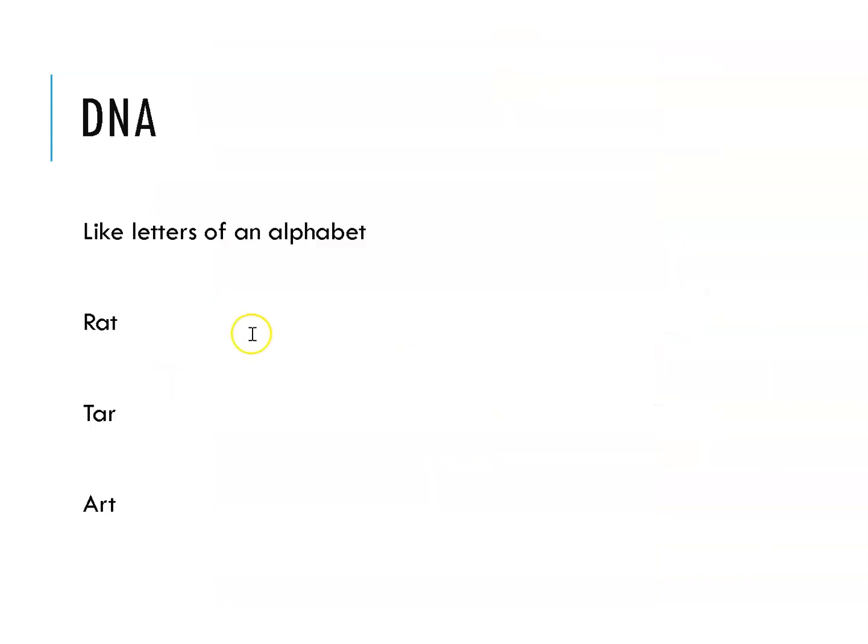And so DNA is like letters of an alphabet. You have the same 3 letters, but it depends upon how they're rearranged. I mean, R-A-T could be rat, it could be tar, it could be art. It could be a lot of different things. And so it matters how DNA is aligned. Curly hair and straight hair, difference of DNA. And so DNA has basically four letters, A, T, C, and G: adenine, thymine, cytosine, and guanine.